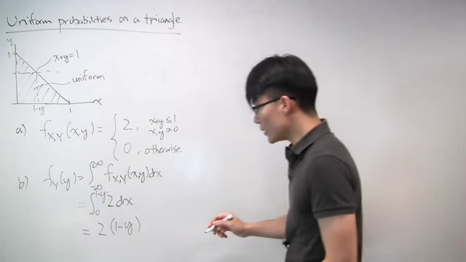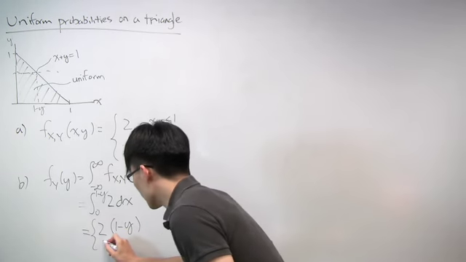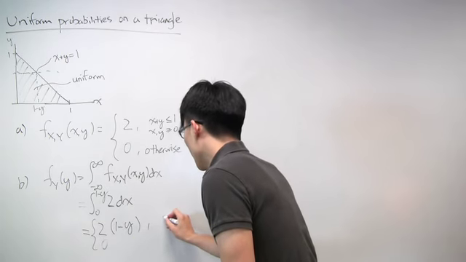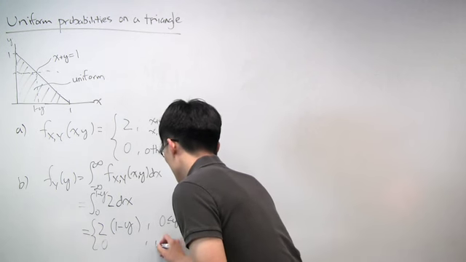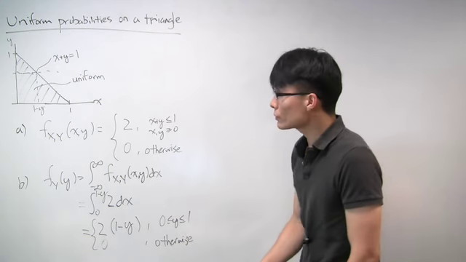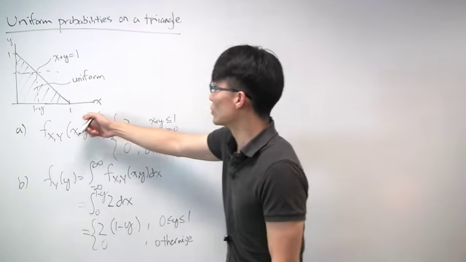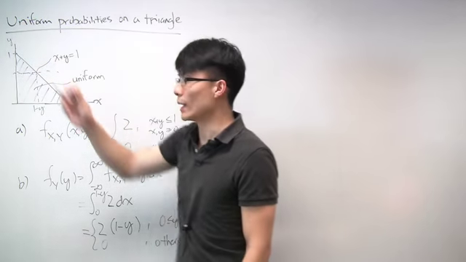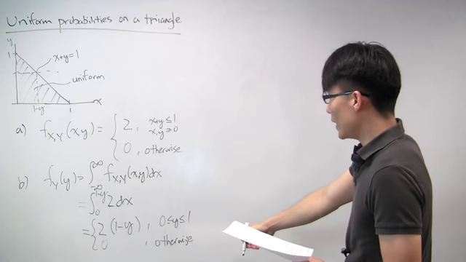But of course, again, we need to make sure that we have the right regions. Right? So this is not always true for y, of course. This is only true for y between 0 and 1. And otherwise, it's actually 0. Right? Because when you take a y down here, well, there's no values of x that will give you a non-zero joint PDF. And if you take a value y higher than this, the same thing happens.